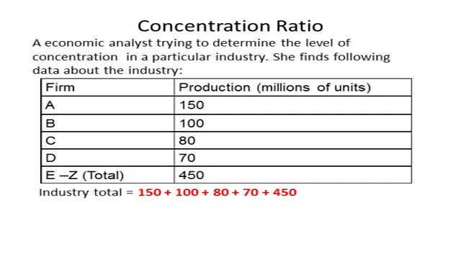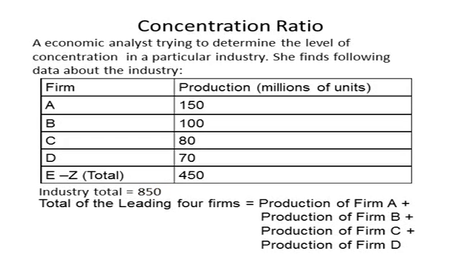The next step is to add up all the production of each of the firms. So the industry total will be equal to 150 plus 100 plus 80 plus 70 plus 450. This gives a total of 850 million units that the entire industry produces.